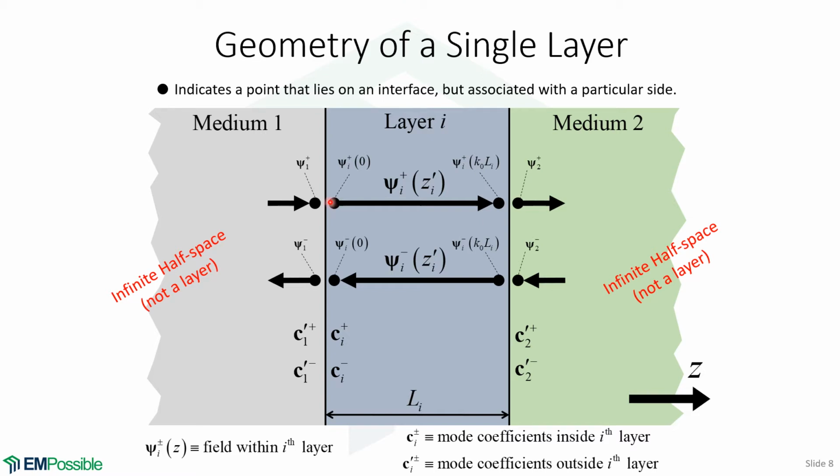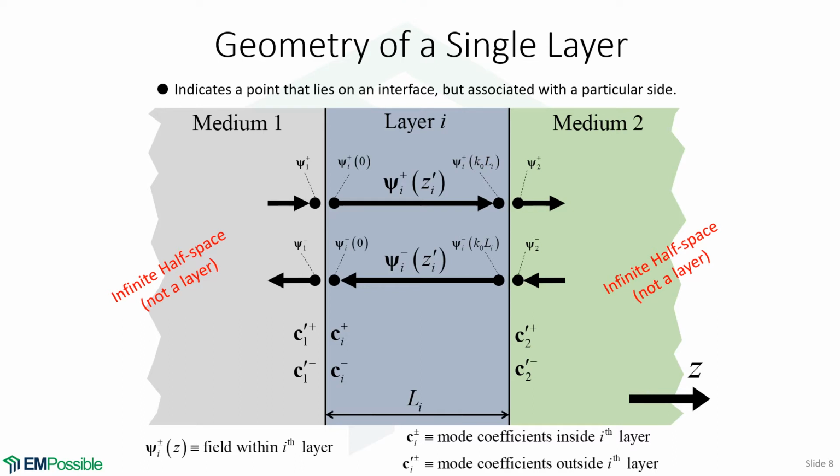So at the very beginning of the layer, at local coordinate z equals 0, this is how we would write our fields, psi sub i at z equals 0. At the far right-hand side, after the wave has propagated all the way across this layer, we write that as psi sub i of k0 times L sub i, our normalized z coordinate.